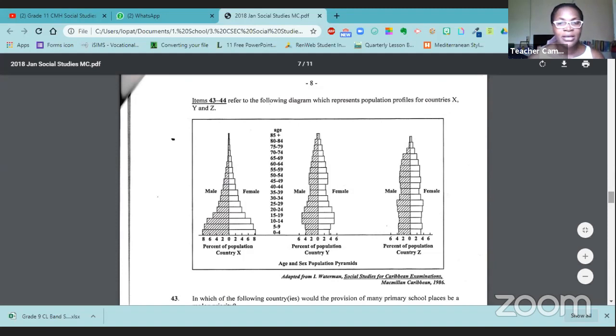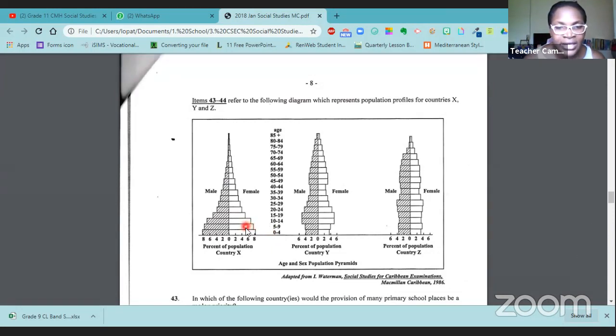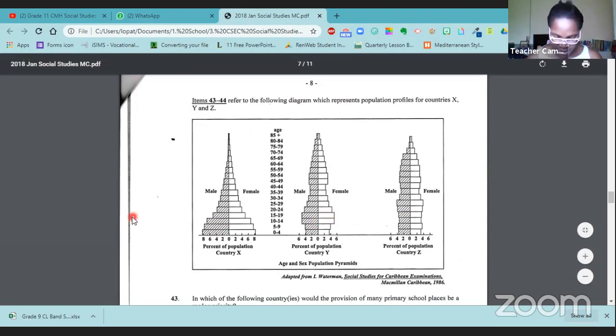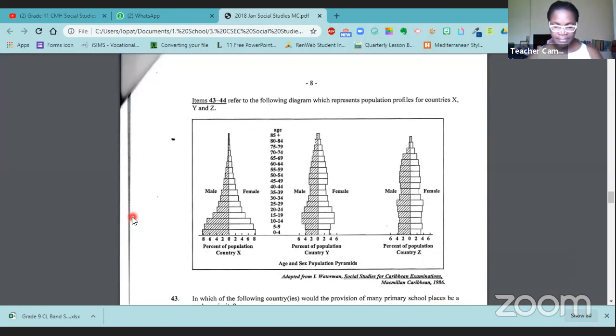Why would it be X? Because you would notice, let me get back my spotlighter here, here is where you have the largest concentration of primary age children. Primary would start about age 6 and go up to about 12. So we were looking at these two blocks here, both male and female, and they are larger than the same category in the other two. So country X would have been the answer, not Z, sorry.